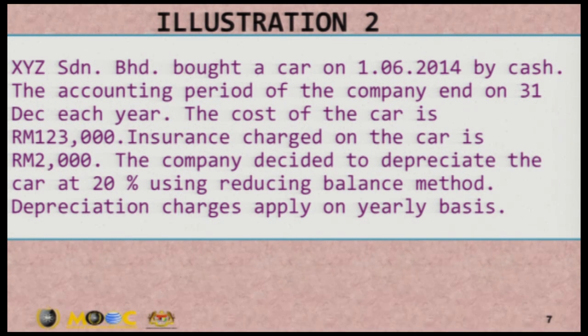XYZ Sdn Bhd bought a car on 1st June 2014 by cash. The accounting period of the company ends on 31st December each year. The cost of the car is 123,000. Insurance charged on the car is 2,000. The company decided to depreciate the car at 20% using reducing balance method. Depreciation charge applies on a yearly basis.